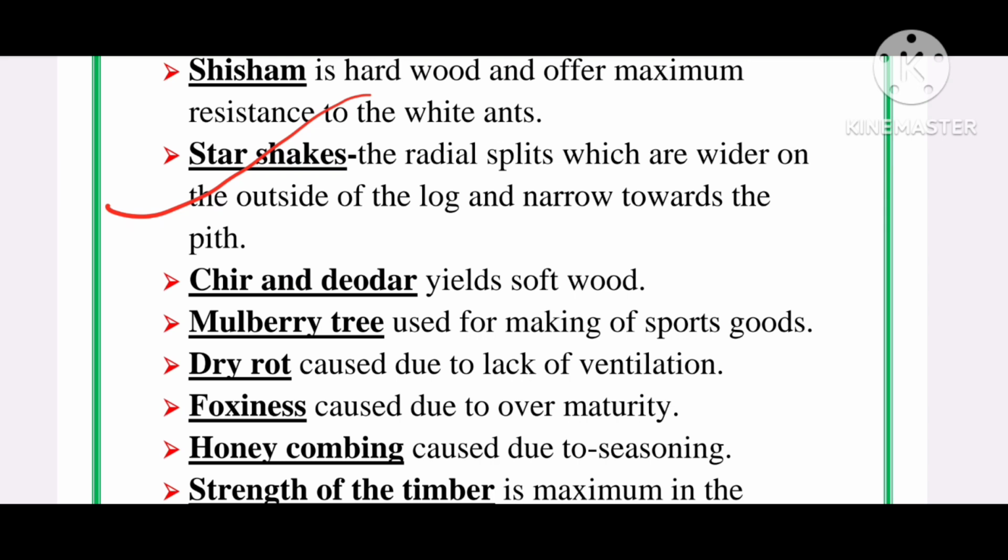Next is chir and deodar yields softwood. Mulberry tree is used for making sports goods.